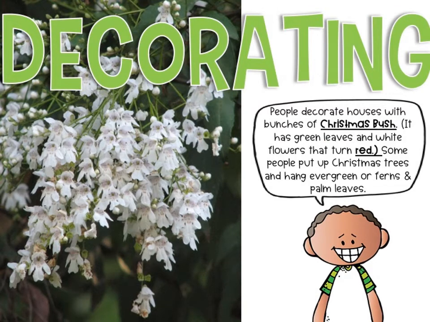Let's talk about how people in Australia decorate for Christmas. People decorate houses with bunches of Christmas bush. It has green leaves and white flowers that turn red. Some people put up Christmas trees and hang evergreen or ferns and palm leaves. So just like we do with Christmas trees and then putting the green stuff, that would be evergreen, ferns, palm leaves that they put around.